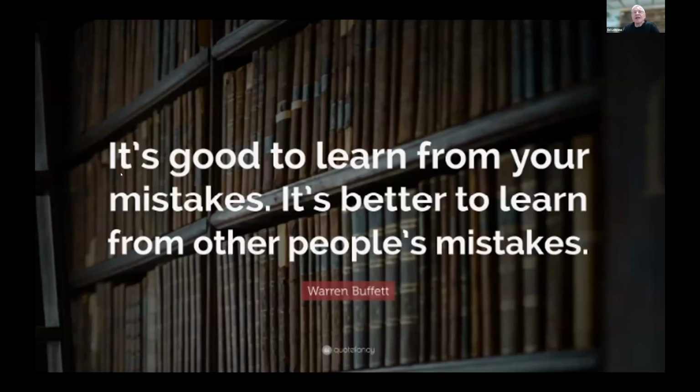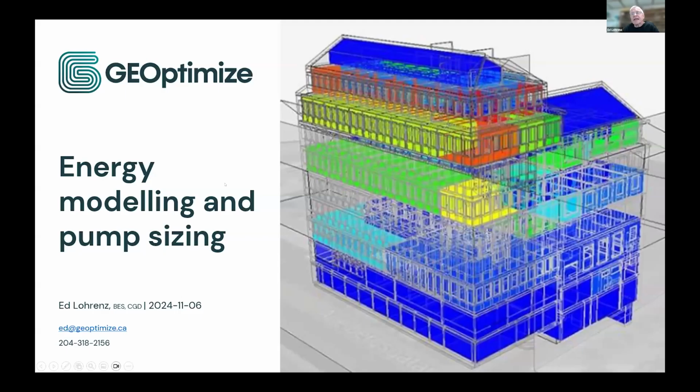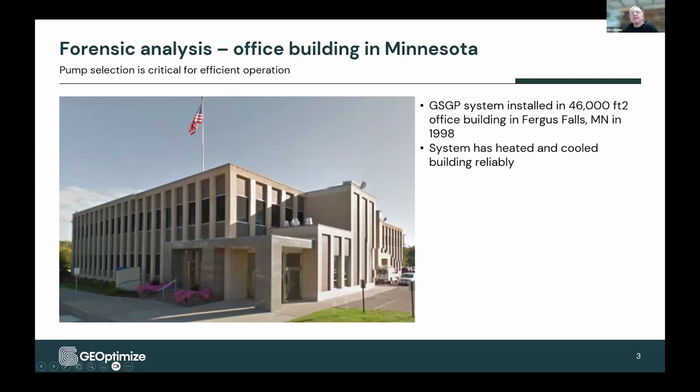I always found it a lot easier to learn from other people's mistakes. A lot cheaper to do that than my own. Not saying I haven't made my share of my own mistakes. I certainly have. But if you can learn from other people's mistakes, that's going to be a lot better for you. One thing I found is that energy modeling is absolutely critical to designing a ground source system that's going to operate efficiently for the life of the building, and it's going to have a lower capital cost.